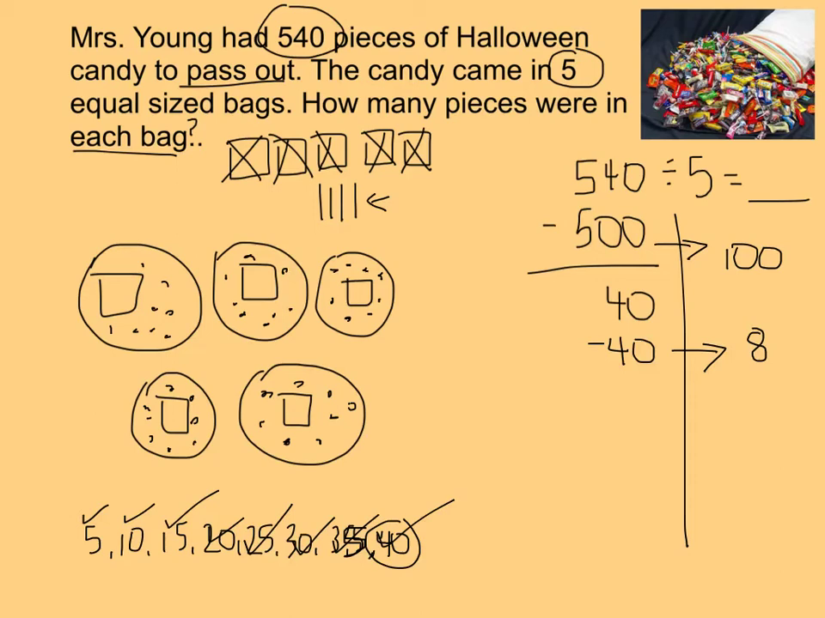100, 1, 2, 3, 4, 5, 6, 7, 8. Each model does show 1 whole mat and 8 units left. So I have 0 remainders. So that quotient would be each bag had 108 pieces of candy in it.